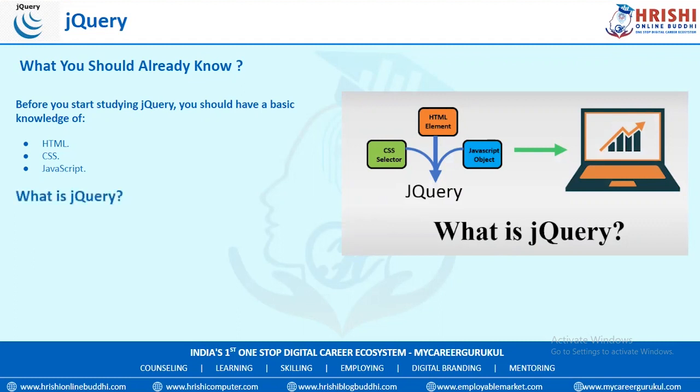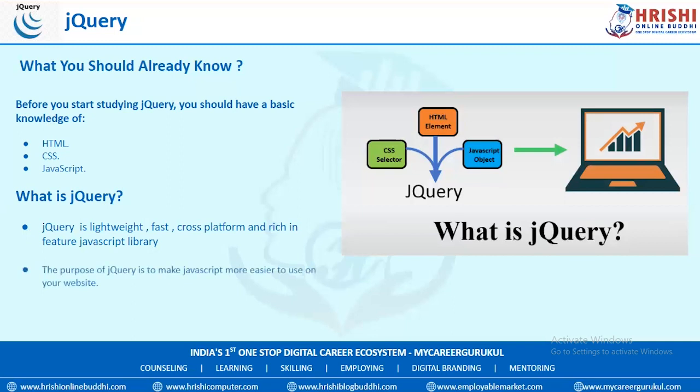Now let's come to what is jQuery. jQuery is a lightweight, fast, cross-platform and feature-rich JavaScript library. That means, we have studied JavaScript, and jQuery is also a library of JavaScript only. It is just a different version of JavaScript, we can say, or we can also say that it is much easier to use. The purpose of jQuery is to make JavaScript easier to use on your own website.